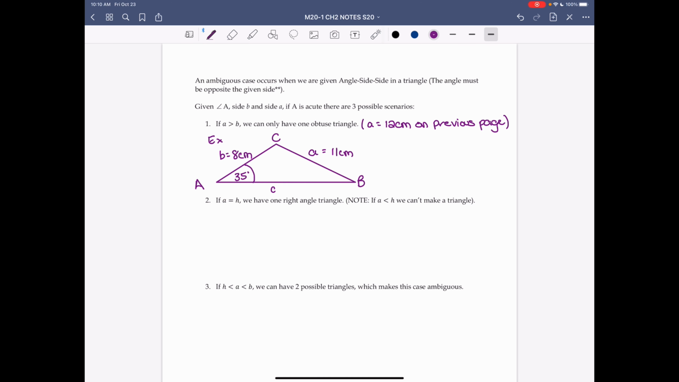The second scenario is when A equals H. That gives us exactly one triangle, and it's going to be a right triangle. Note, if A is less than H, we can't make a triangle. We saw this when A equaled 2 centimeters on the previous page.